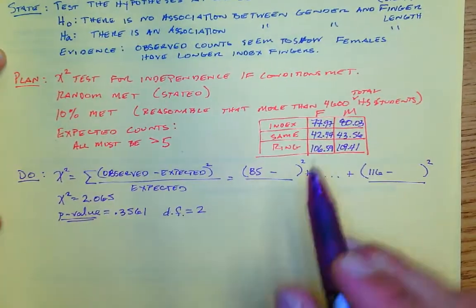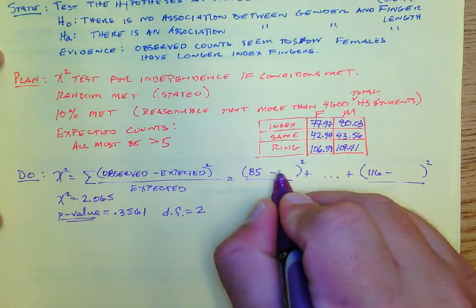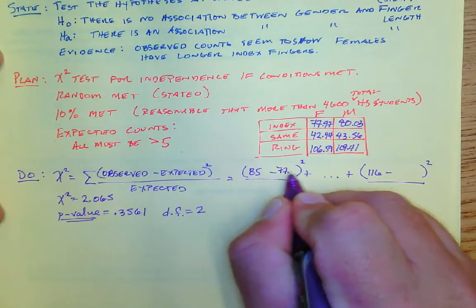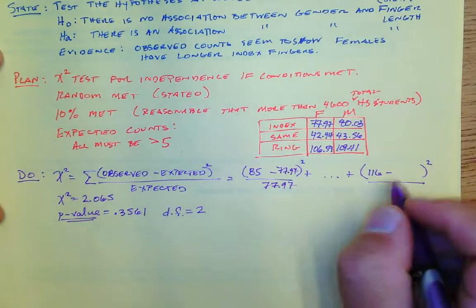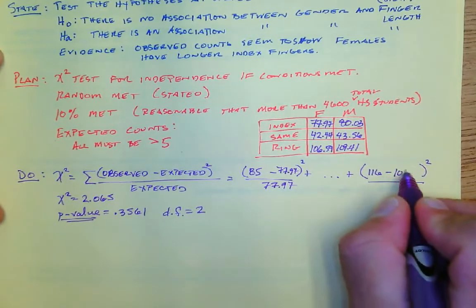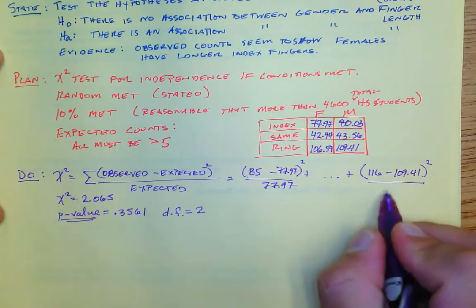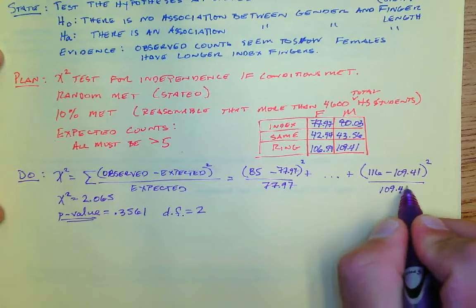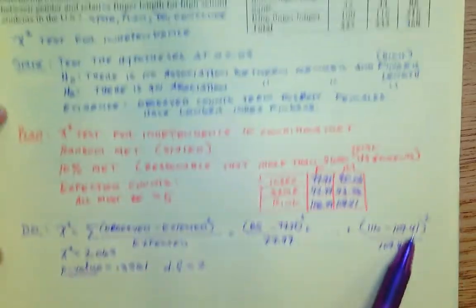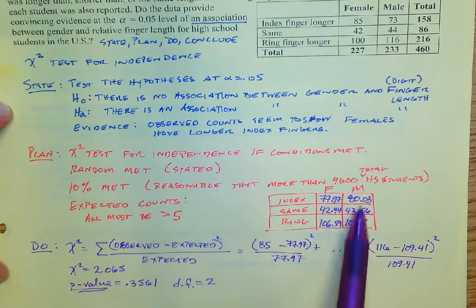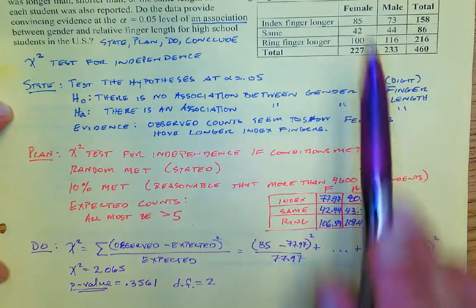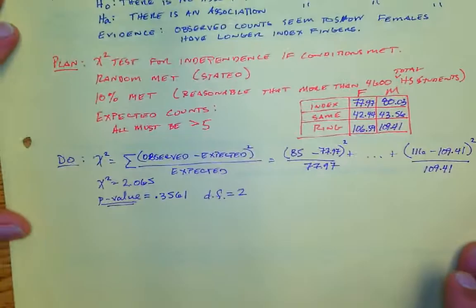So we've got that down, and now we can say 85 minus 77.97, squared, all over 77.97, through 116 minus 109.41, squared, all over 109.41. We make sure that we're putting all the things in the right place: this minus this, that minus that, just keeping things in order. So there we have it.